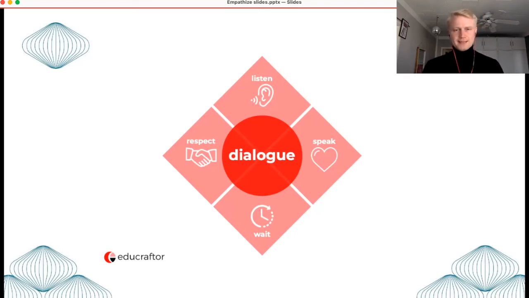Fourth one, respect. In order to get to something deeper, to talk about thoughts, feelings, needs, even pains, there needs to be a certain level of trust. And that requires usually time together, but it also requires respect. It might be that you think differently than the other person next to you, but isn't that what is actually interesting and useful to hear?